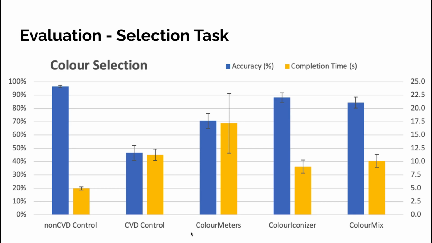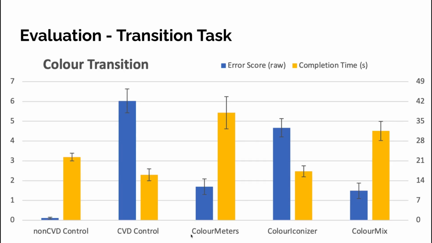In the transition task, as ColourIconizer was not designed to be a continuous tool, it failed to assist participants. But of interest, in the CVD group using ColourIconizer, it looks like participants had very fast completion times, even in relation to the non-CVD group. This likely means that participants gave up in these cases. Of importance, we see an accuracy-speed trade-off with the results of ColourMeters and ColourMix, where participants were happy to spend longer completing the task if they felt the aid actually assisted them.